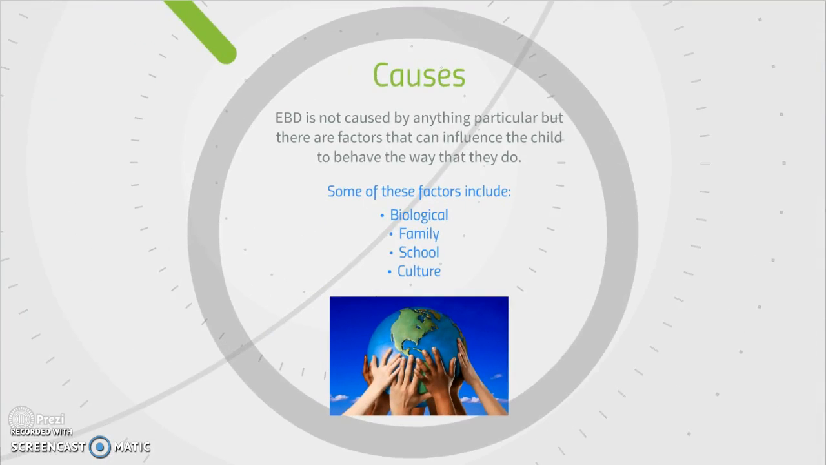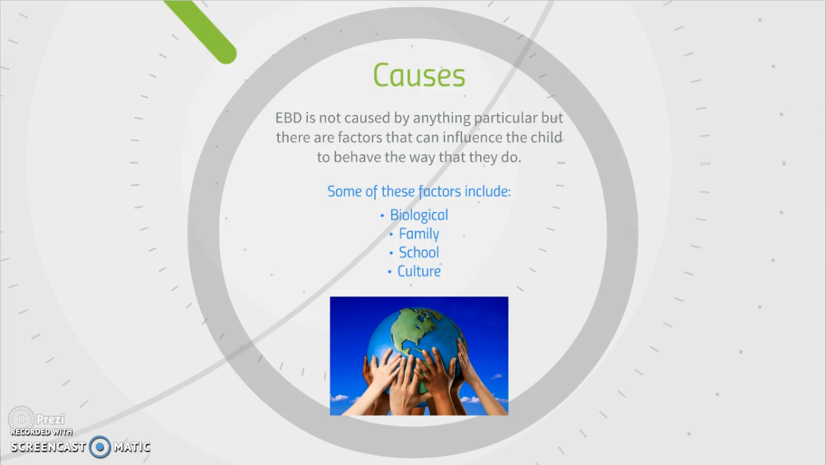Causes. EBD is not caused by anything in particular, but there are factors that can influence the child to behave the way they do. Some of these are biological factors, which can be hard to identify. The main way to do this is through observations and to interview family to see where it might stem from. As far as family goes, a child may be more susceptible to EBD if there is an absence of a father, divorced parents, or young parents. The way that a family behaves is also observed.